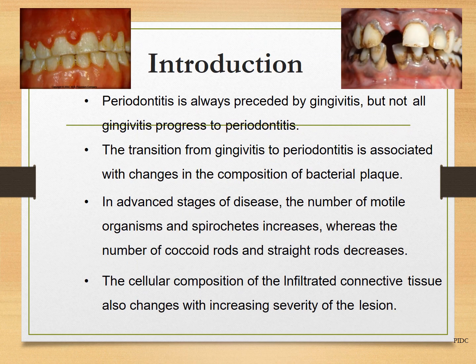Introduction. Periodontitis is always preceded by gingivitis, but not all gingivitis progresses to periodontitis. The transition from gingivitis to periodontitis is associated with changes in the composition of bacterial plaque. In advanced stages of disease, the number of motile organisms and the spirochetes increase, whereas the number of coccoid rods and straight rods decreases. The cellular composition of the infiltrated connective tissue also changes with increase in severity of the lesion.